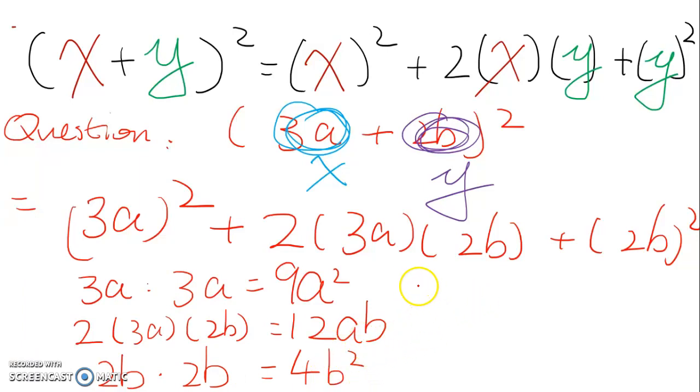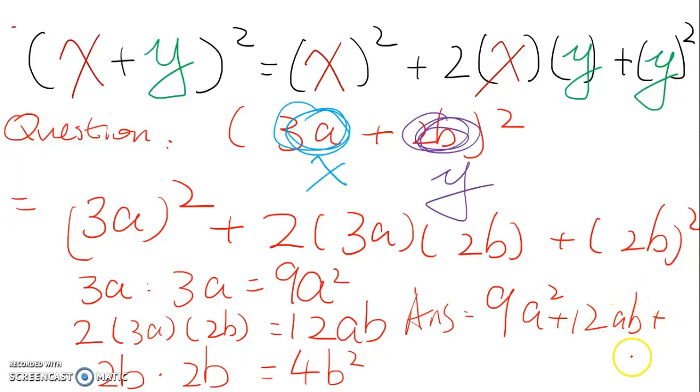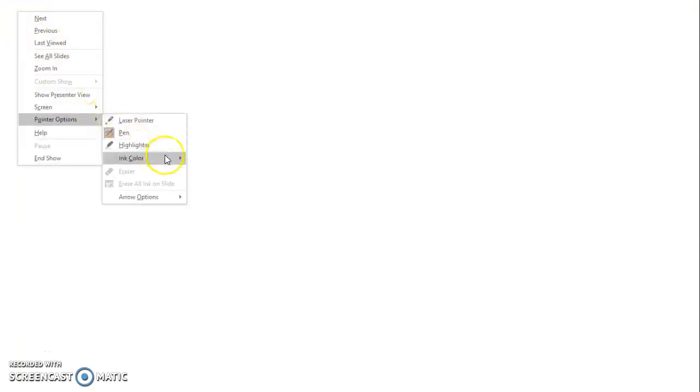So the final answer would equal 9a squared plus 12ab plus 4b squared. That's my example number 1. Now, I'm going to take my time in silence doing this whole thing again. I know it takes a lot of time, but bear with me just because it's long and hope it's important.